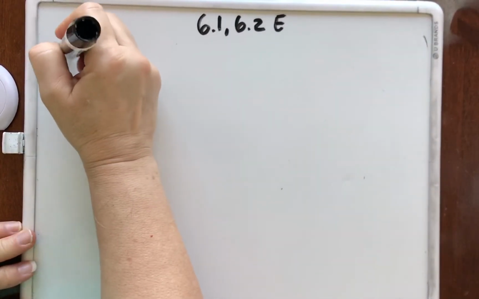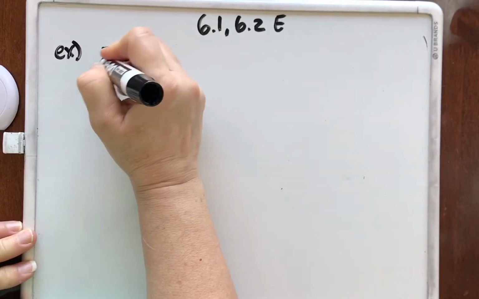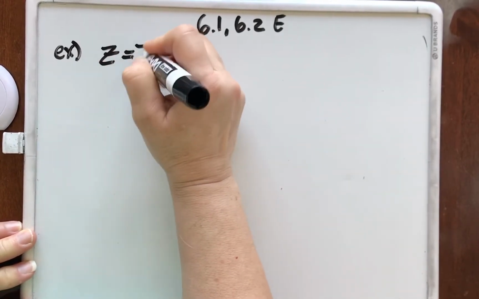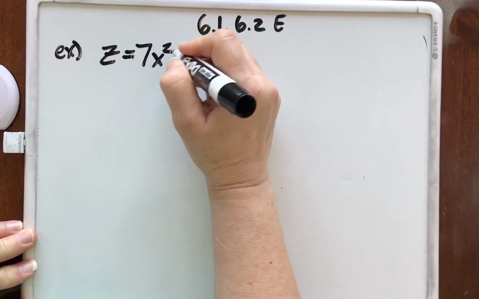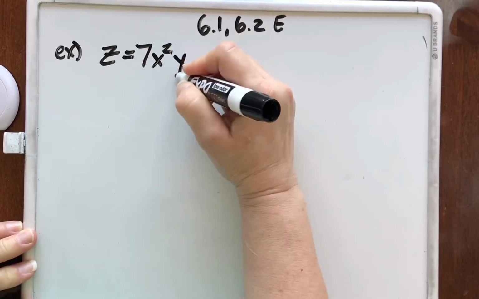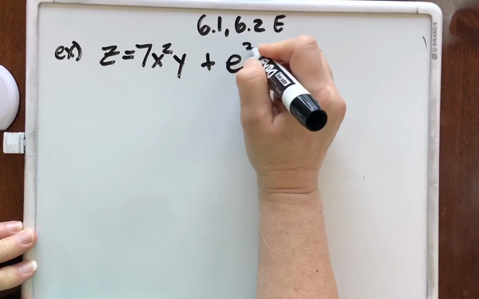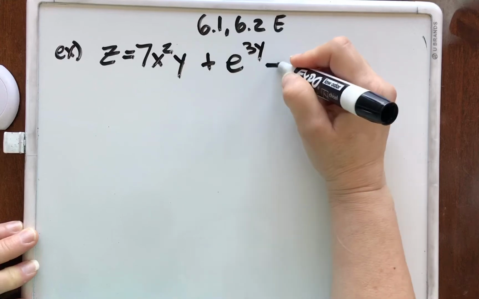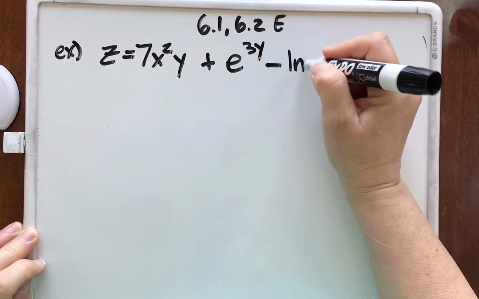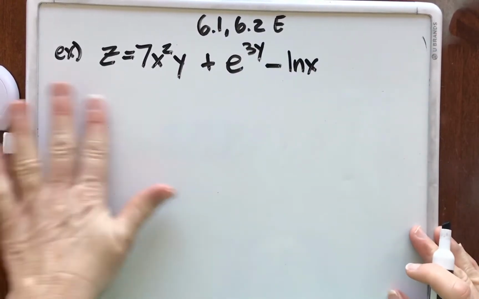Okay, so this is another problem, something you'll see in your homework. Z equals 7x squared y plus e to the 3y minus ln x.